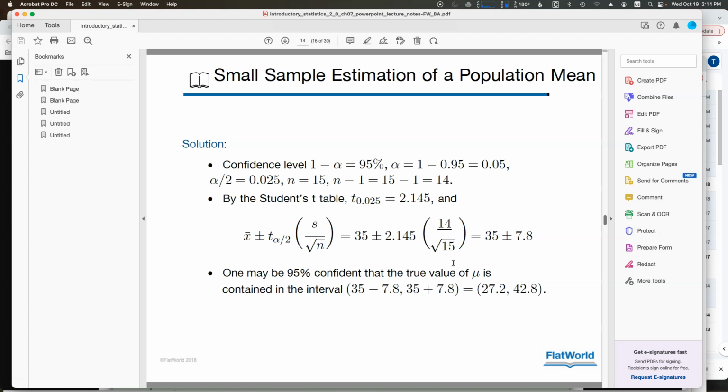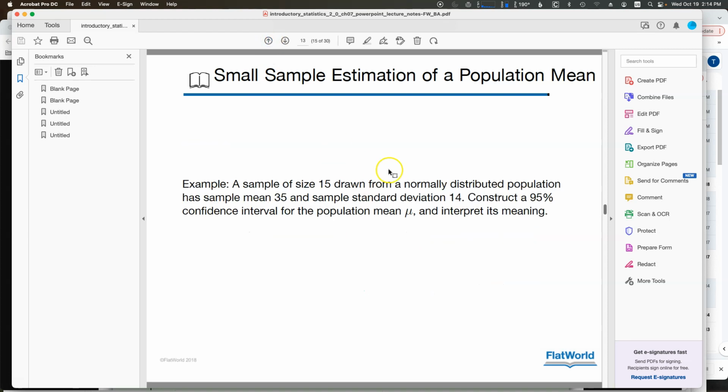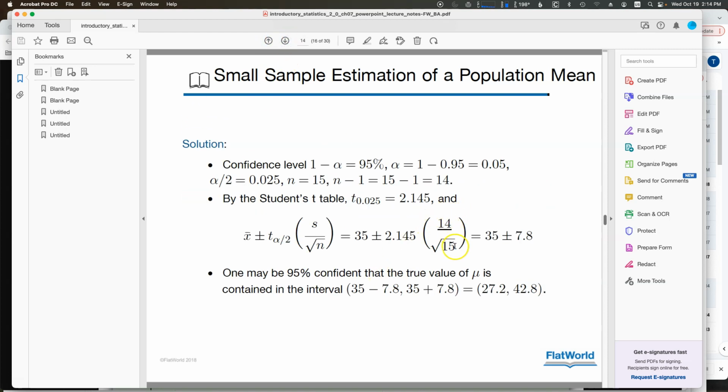And so what we see here, just going back here, our sample standard deviation of 14 over our sample size of 15. So that helps us then build what that confidence level is: the sample mean of 35 plus or minus 7.8.